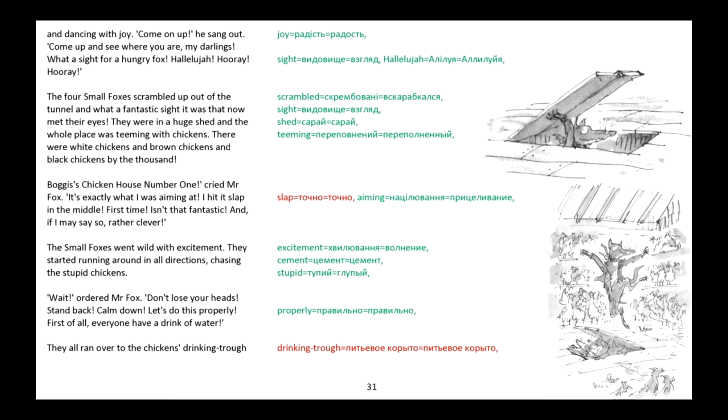The four small foxes scrambled up out of the tunnel, and what a fantastic sight it was that now met their eyes. They were in a huge shed, and the whole place was teeming with chickens. There were white chickens and brown chickens and black chickens by the thousand. "Bogus Chicken House Number 1," cried Mr. Fox. "It's exactly what I was aiming at. I hit it slap in the middle. First time, isn't that fantastic?"